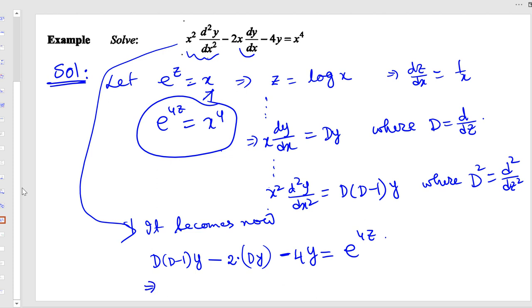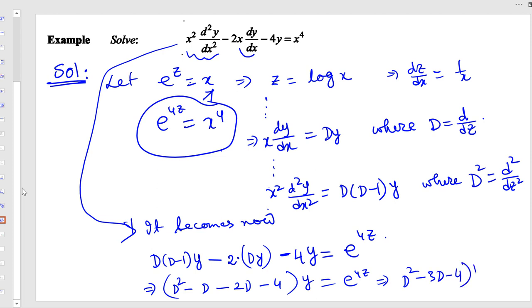So if you try to write it, the auxiliary equation, huh? So if you write it here, this becomes D squared minus D minus 2D minus 4, y equals e to the power 4z. So here you get D squared minus 3D minus 4, y equals e to the power 4z.